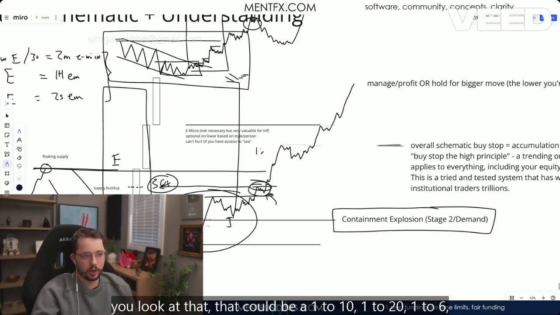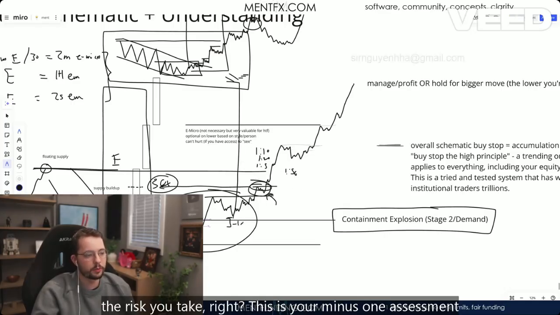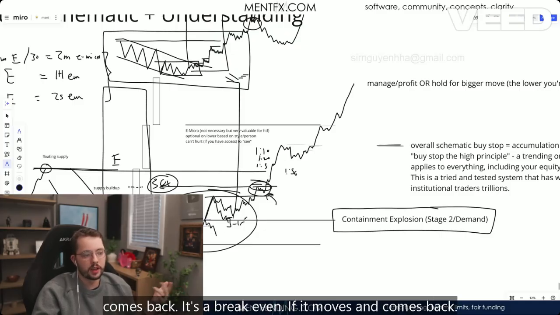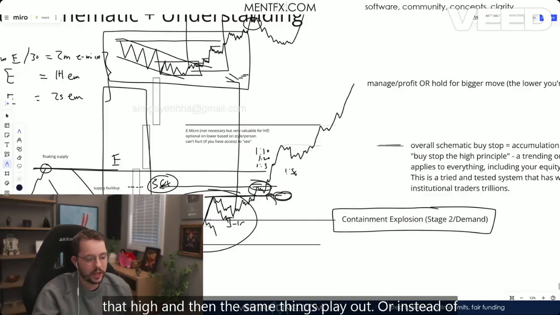If you look at that, that could be a 1 to 10, 1 to 20, 1 to 6, whatever, 1 to 5, 1 to 50. You get insane rewards on the risk that you take. If this is your -1 assessment of risk, if it loses, it is what it is. If it moves and then it comes back, it's a break even. If it moves and comes back and then sets up another high to buy, you can buy through that high and then the same things play out.